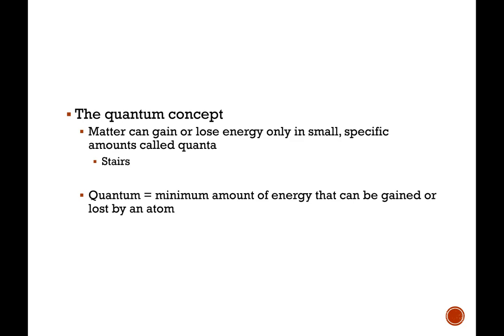So what is a quantum? The quantum concept states that matter can only gain or lose energy in small specific amounts called quanta. So energy, and everything actually, is not infinitely divisible. There's a smallest division that you can get. If energy was not quantized, it would be like a ramp. A little particle could just continuously gain energy and go up that ramp. If that particle was an iron atom, as it gets heated, it would go through all of the colors of the rainbow.